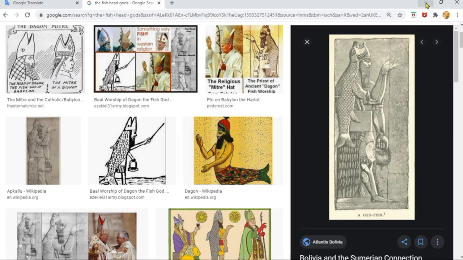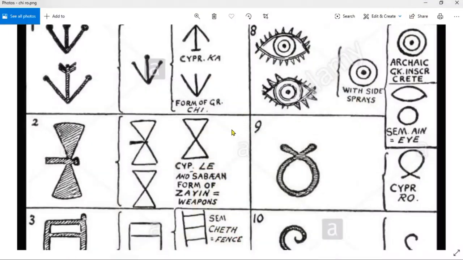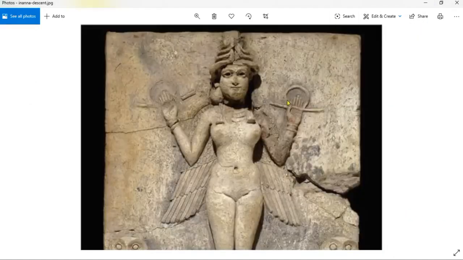And you don't recognize it because the signs were different. This is the old Chi, and this was the old Rho. And so the Chi was the crotch of Inanna. This is the old ancient Chi Rho. And that was your Christ.